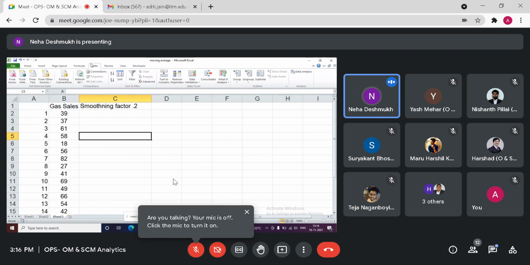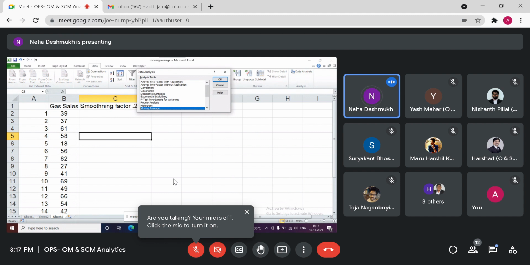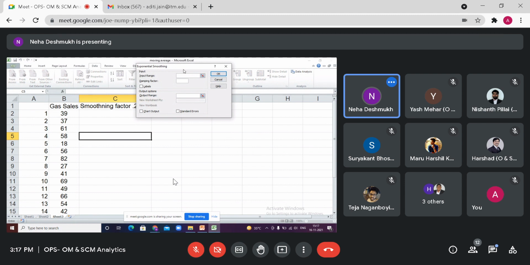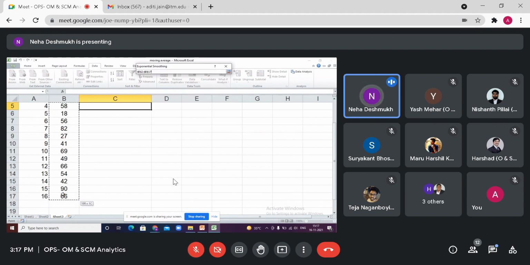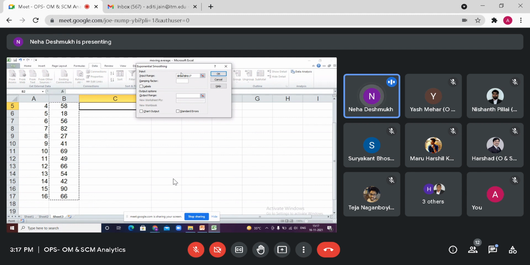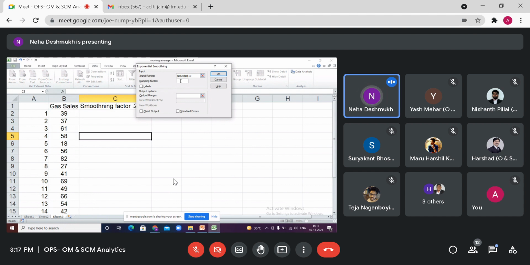Then go to data analysis. One option there is exponential smoothing. Again, input data, this is our input data. Damping factor: this smoothing factor is also called the damping factor. Right here, I am using a damping factor of 0.2. Output as usual, output range.